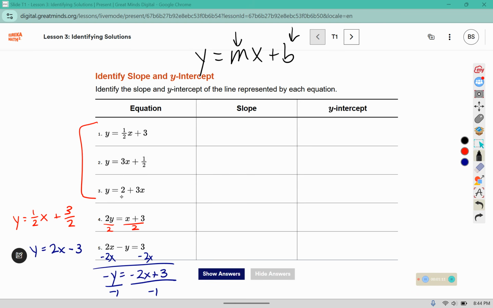Notice in problem 3 that the x term and the b term got swapped. So the slope is 3 and the y-intercept is 2 in this case. Go through and complete the slope and y-intercept for problems 1 through 5.